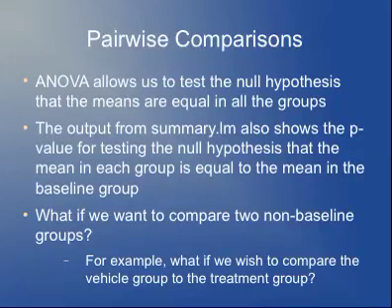Or you'll recall like the insect sprays example from homework 2 where we had the 6 different insect sprays. What if you wanted to see which sprays were significantly different from the other sprays? The ANOVA output will only compare each group to the baseline group. You may want to compare some of the groups with one another.